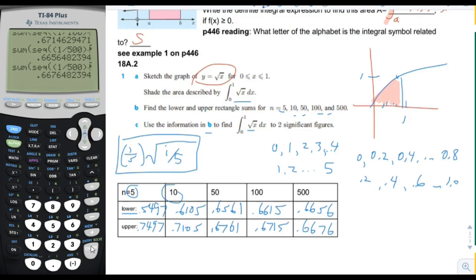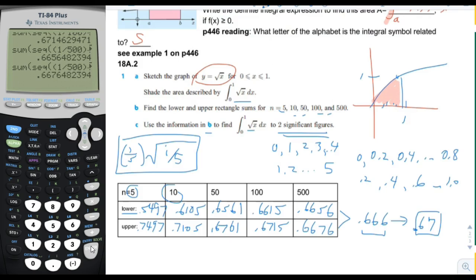So you can see that between these values we got 0.666, right? And this would round to 0.67. So it looks like we know that it's going to be 0.67.